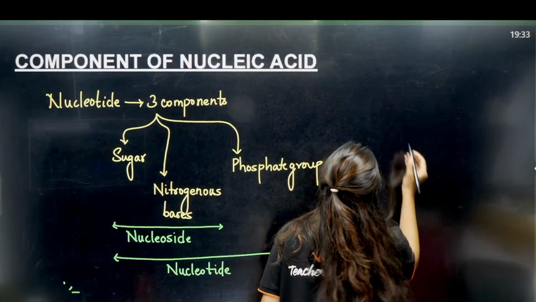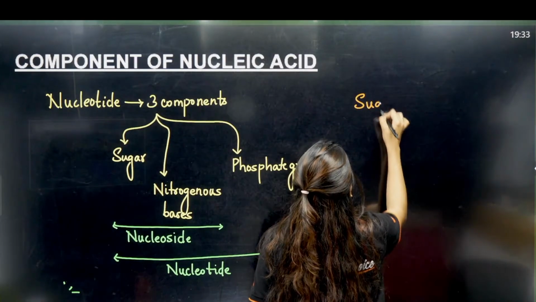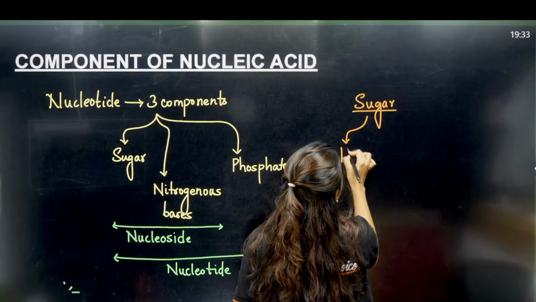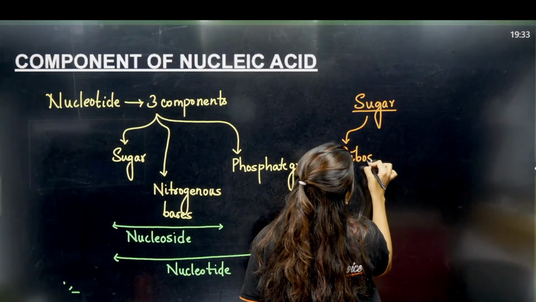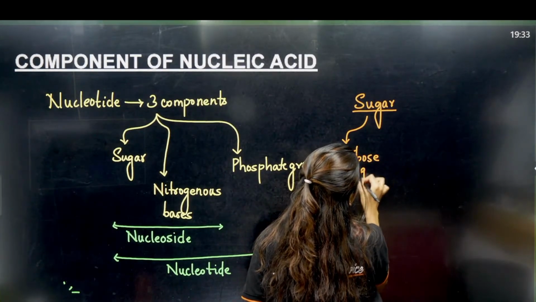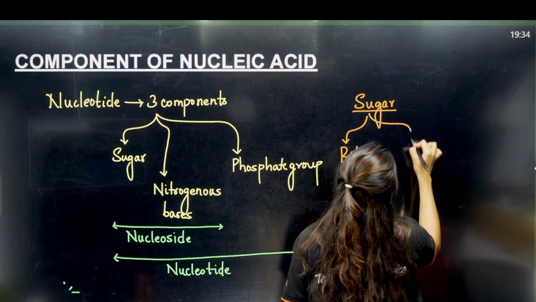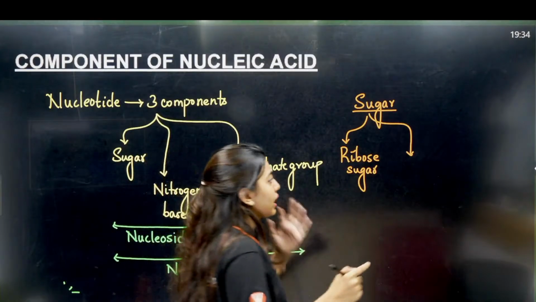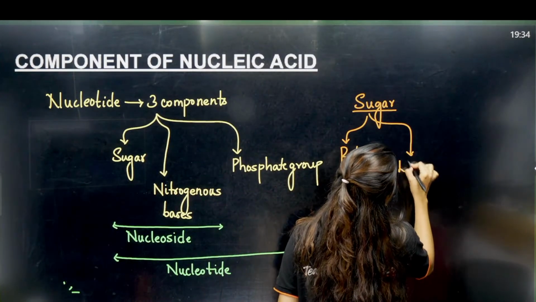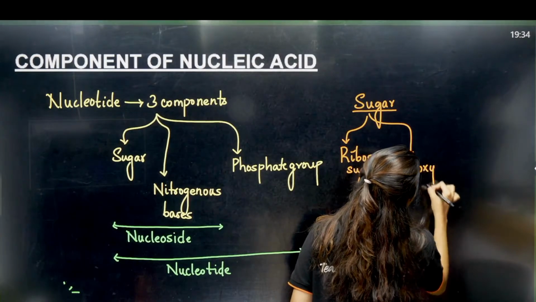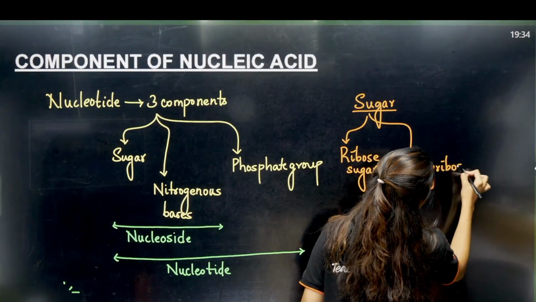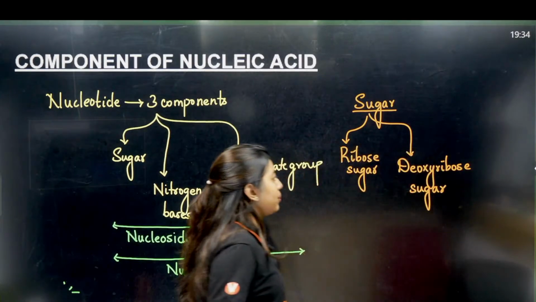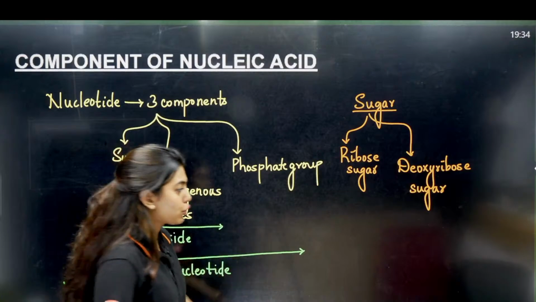So, let's start with sugar. Students, 2 types of sugars are there: ribose sugar and deoxyribose sugar. This is a very, very important chapter. Those who are watching it later as a recording, let me know if it was helpful or not. So, ribose sugar, deoxyribose sugar means what?